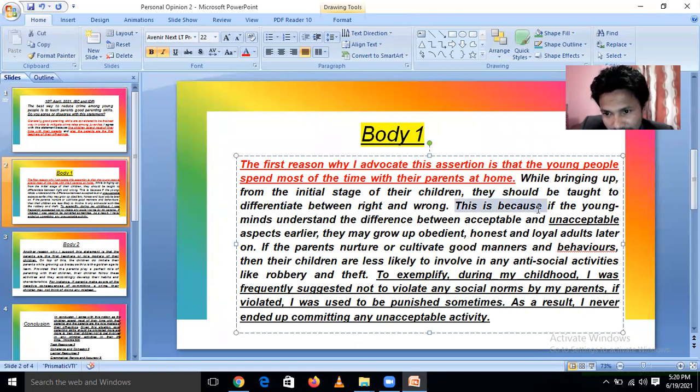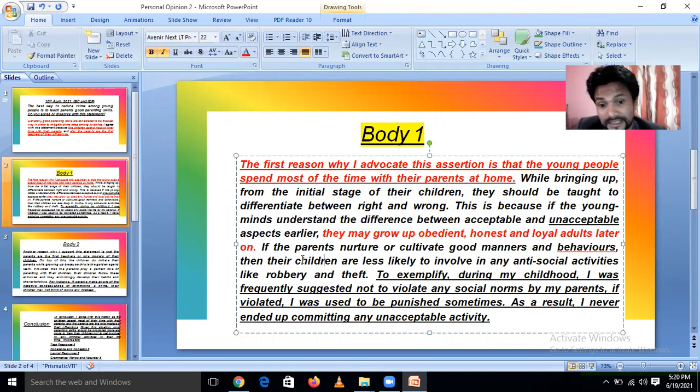Why? Now, you need to explain it. This is because if the young minds, the young children, understand the difference between acceptable and unacceptable aspects earlier in their life, they may grow up obedient, honest, and loyal adults later on. This is what the result is.